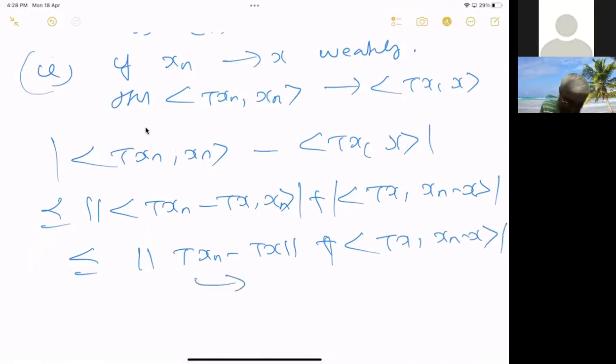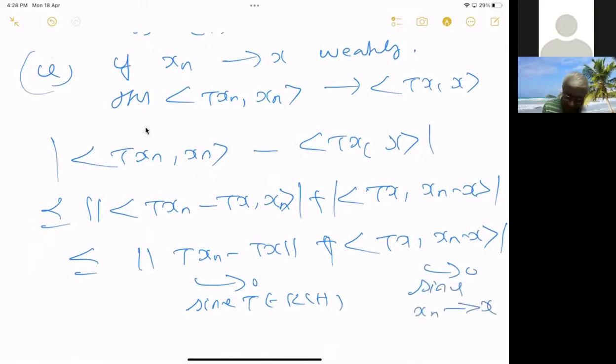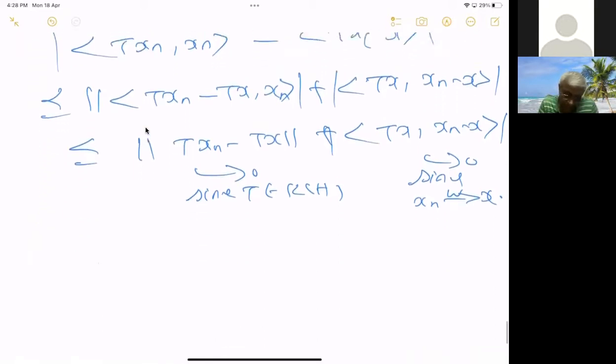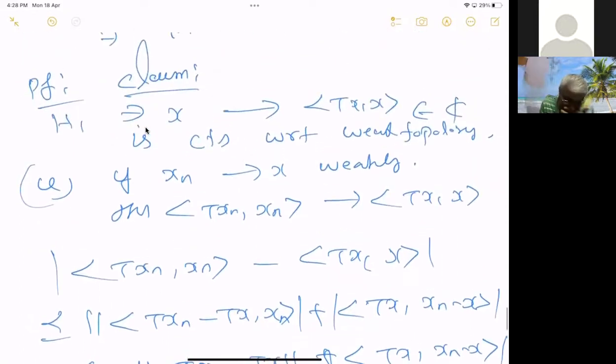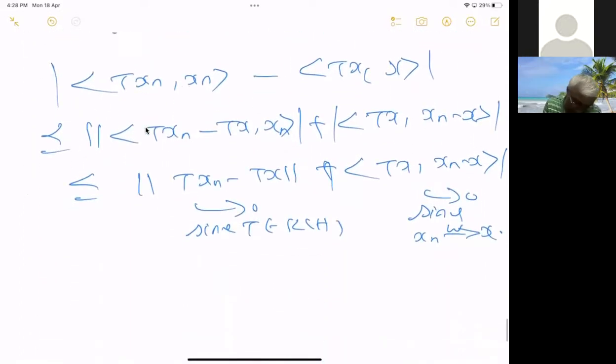This goes to 0 since T is compact. And this goes to 0 just by the definition of weak convergence. So this is true. So this function is weakly continuous.